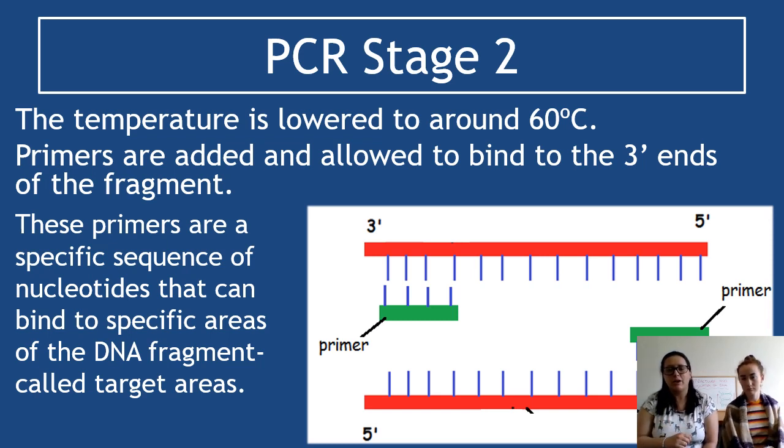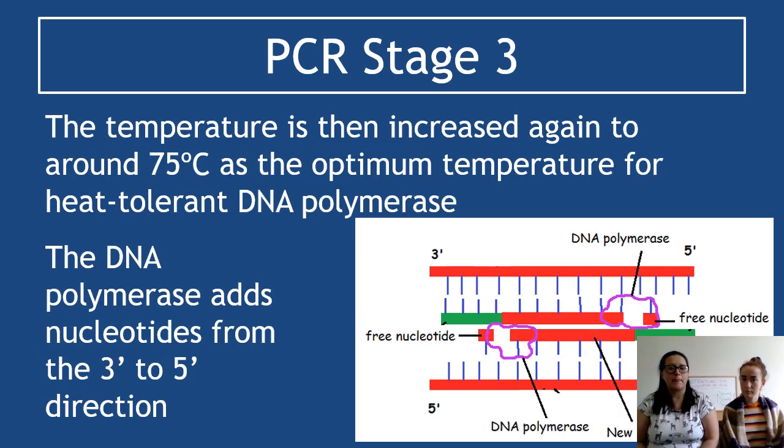But this is how we work out, does a person have a specific genetic mutation, is we learn from huge amounts of genetic research what are the bases at the start of the mutated gene, and we make primers to match them. Okay, so stage 3, again, temperature change.